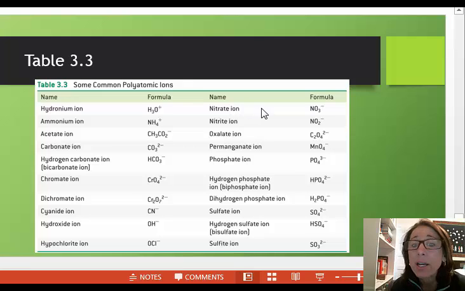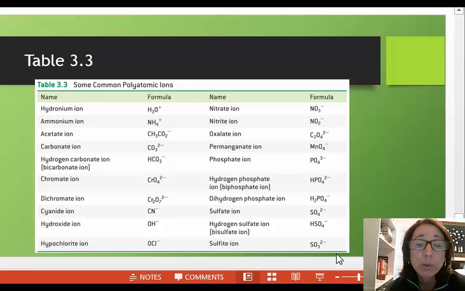The -ate anion has 1 more oxygen than the -ite anion, but the same charge. For example, nitrate has 3 oxygen atoms, while nitrite has 2 oxygen atoms. Both anions have a charge of -1. Sulfate has 4 oxygen atoms, while sulfite has 3 oxygen atoms, and both anions have a charge of -2.